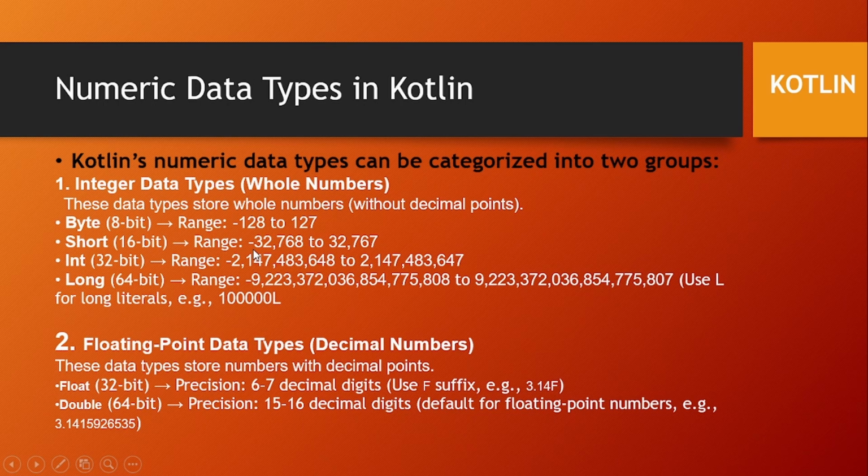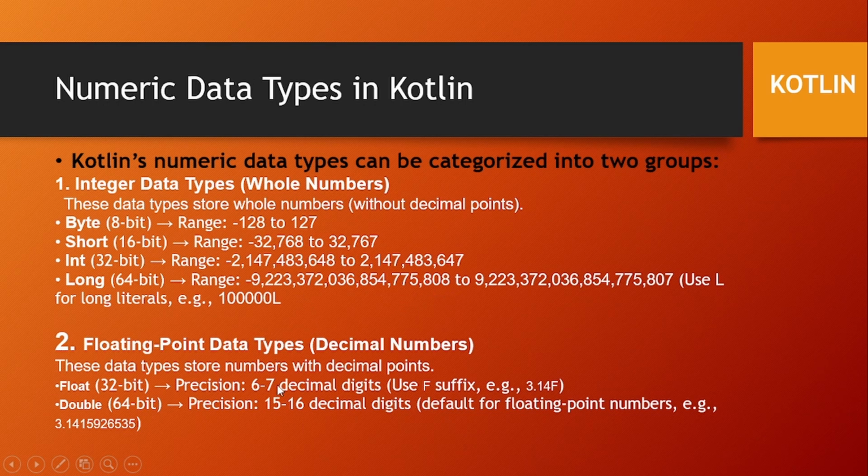For short, the range is negative 32,768 to 32,767. Int will have a range of about negative 2,147 million to positive 2,147 million, and long has an even larger range of digits.